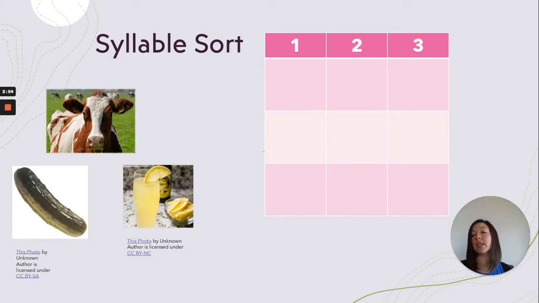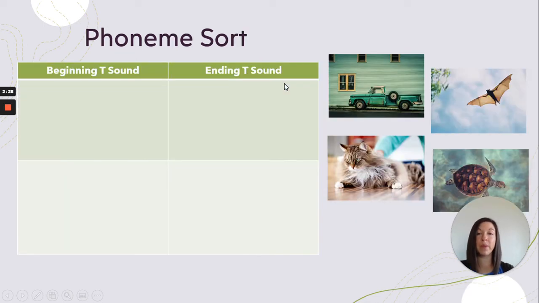So in this sort, if I was doing this first picture of a cow, I would have the students say the word out loud, cow. How many syllables do you hear? Hopefully they say 1 syllable, and they would sort that picture or object to this category here that represents 1 syllable. Another kind of sort that you can do with your students is a phoneme sort.